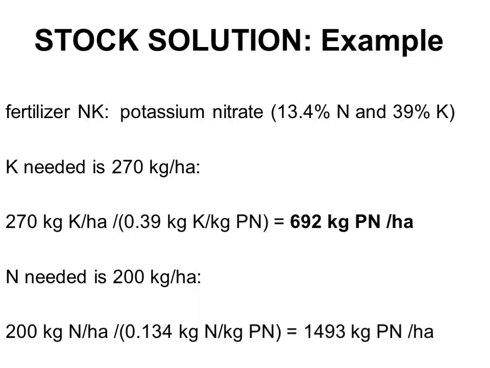If we wanted to supply the whole needs of nitrogen, we would divide 200 kilograms of nitrogen per hectare by 0.134 kilograms of nitrogen per kilogram of potassium nitrate. That gives 1,493 kilograms of potassium nitrate per hectare. We take the smaller value, 692.